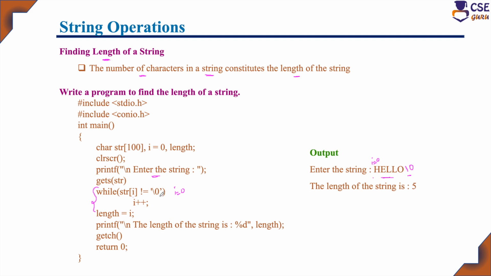So, until it is not equal to the null character, increment the i value. Here the i value will be 0, 1, 2, 3, 4 and when it is 5, the condition fails, and it will come out of the loop. The i value here is 5, so the length of the string here is 5, and it will print that.